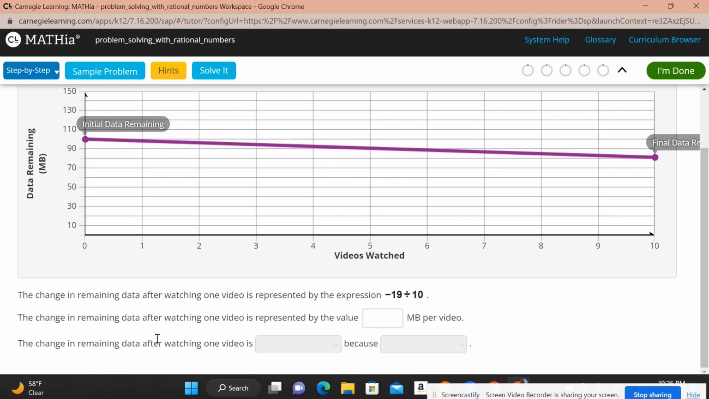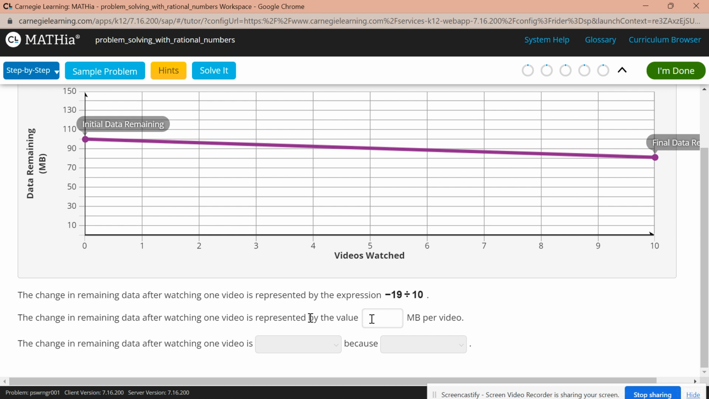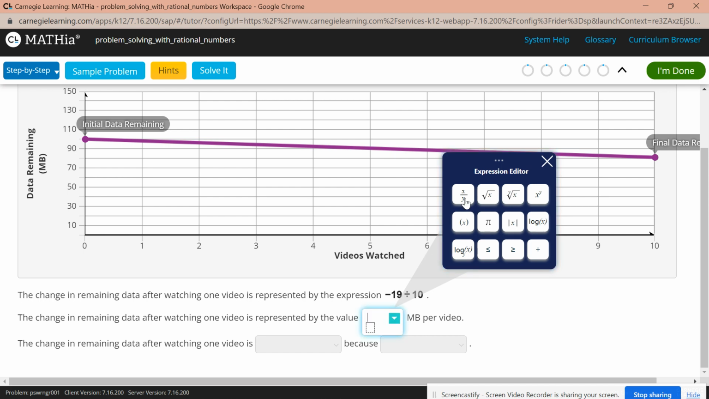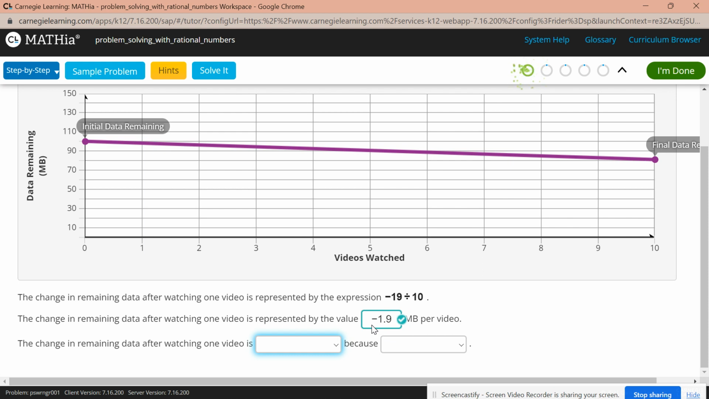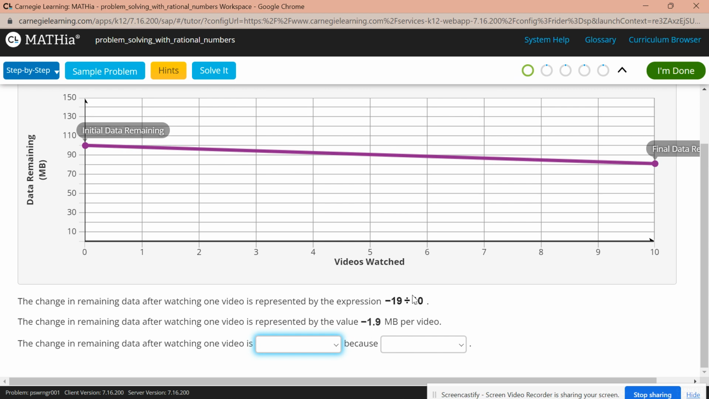The change in remaining data after watching one video is represented by, and why don't we do this? We can make this a fraction, and we'll put negative 19 divided by 10. And that'll give us a negative 1.9, which we know anyways because 19 over 10 is going to be improper. So that'll be 1 and 9 tenths. And in this case, since it's negative, negative 1 and 9 tenths.